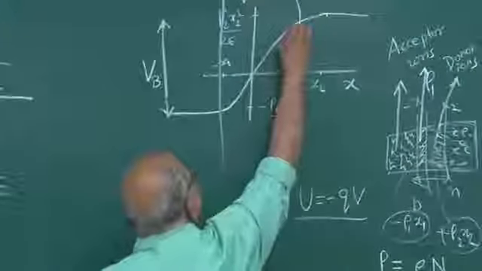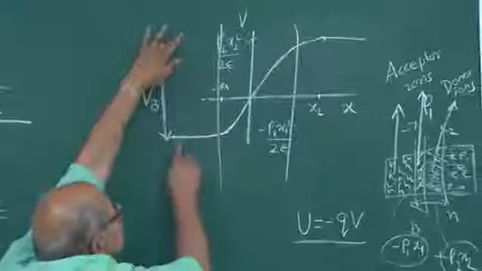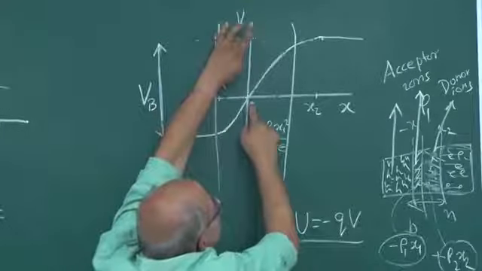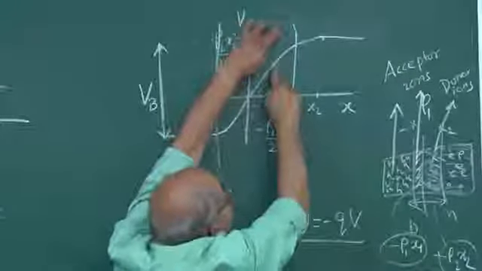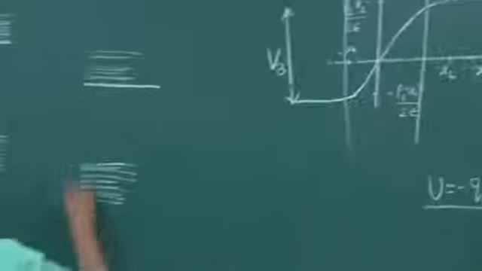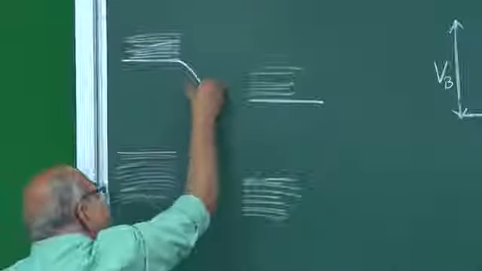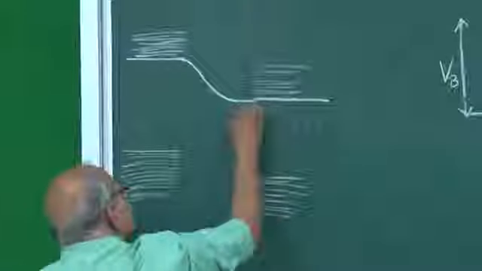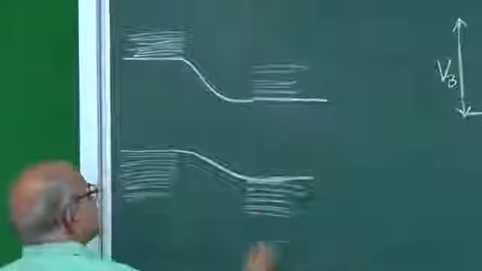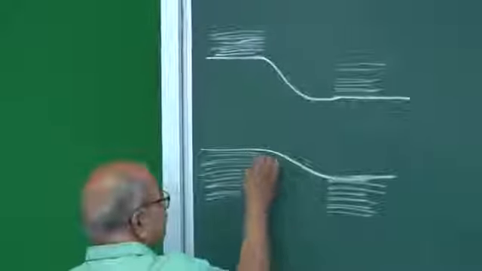That shift gradually decreases. So if I take this as the reference, the shift is this much here, this much here, this much here, this much here, this much here, and this much here. All right. So gradually it will come and join here, like this. So that's the kind of energy diagram you will have.